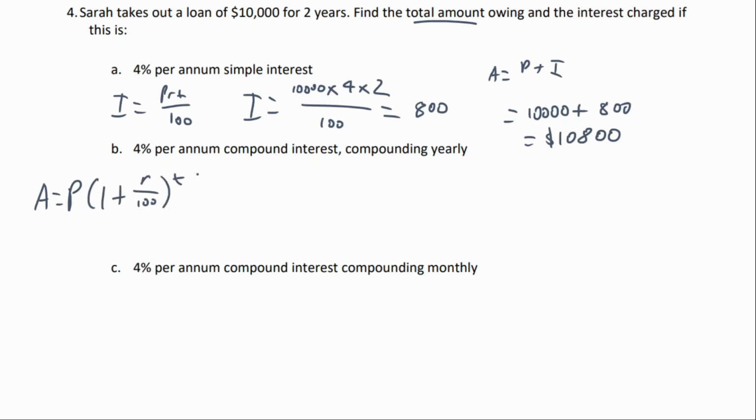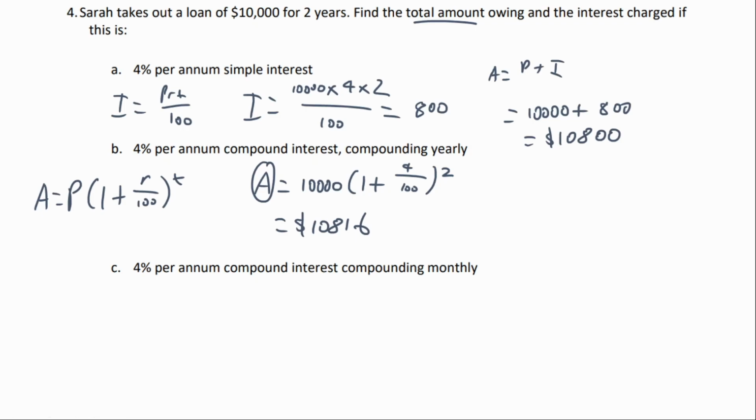So that's the formula we will be using. Alright, so just put in all your values into there. So A is going to equal, P is $10,000 again. 1 plus the rate is still 4 over 100 to the power of 2. It's still 2 years there. And if you put that into your calculator, you will get a value of $10,816. This is my final answer because it's already in A, which is the final amount.